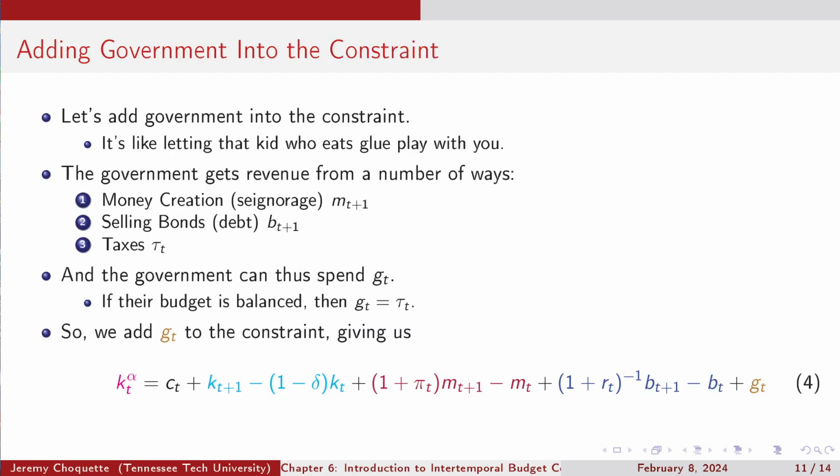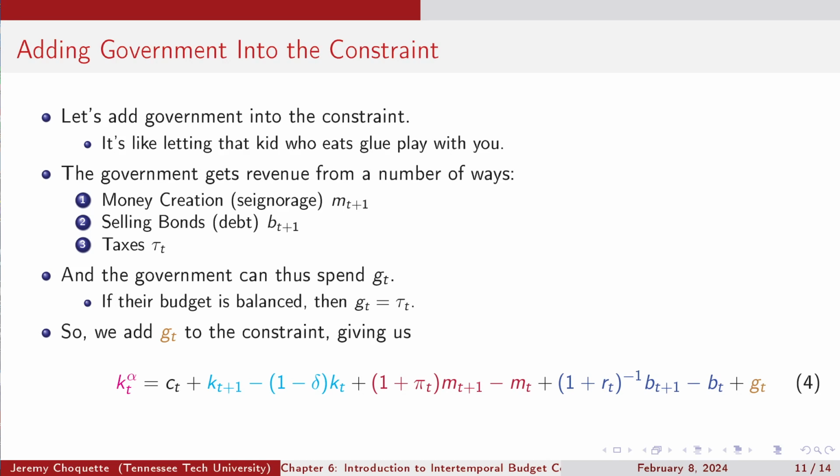Okay, so we've got consumption, we have investment, we have money and bonds. All right, let's add something totally useless in there. Let's add that kid that eats glue in the corner. And what do I mean by that? I mean the government. Government always makes things better, right? Let's add the government to the constraint.